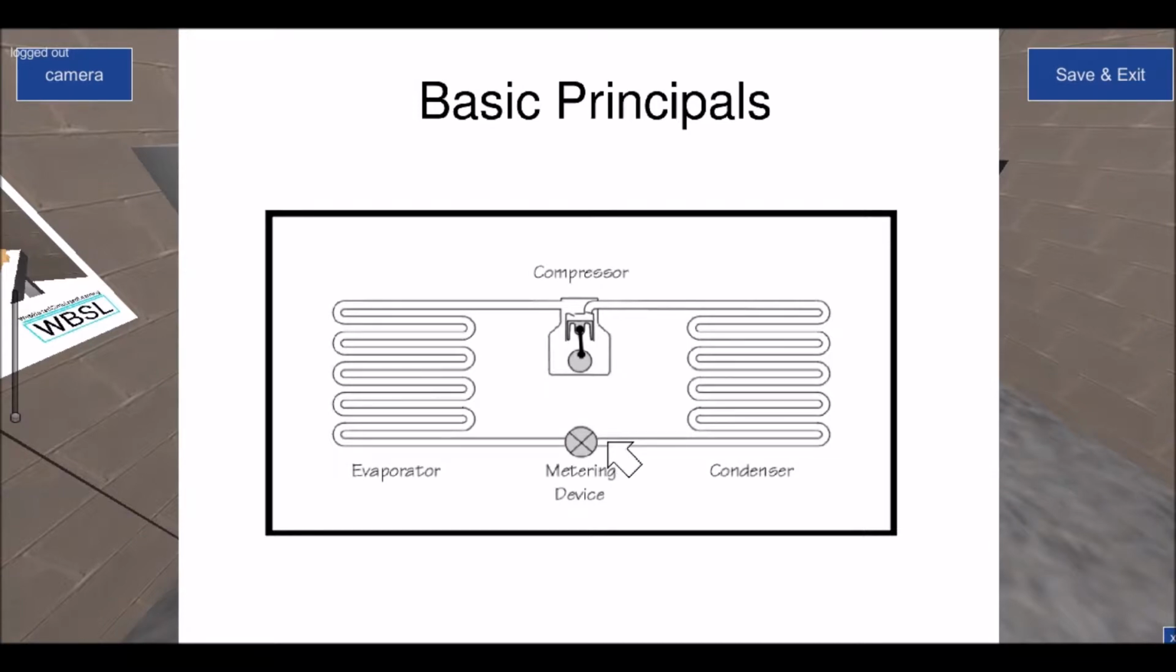Now the metering device can be a capillary tube, it can be a thermostatic expansion valve, it can be an electronic expansion valve, and then there are other metering devices for different applications such as low side flow valves, high side flow valves, and then we also have low side separators and so on, which can act as a metering device. But a metering device is anything that will create a restriction, and by creating the restriction, it enables a pressure drop. So metering devices control the flow rate of refrigerant into the evaporator, and metering devices create a pressure drop.